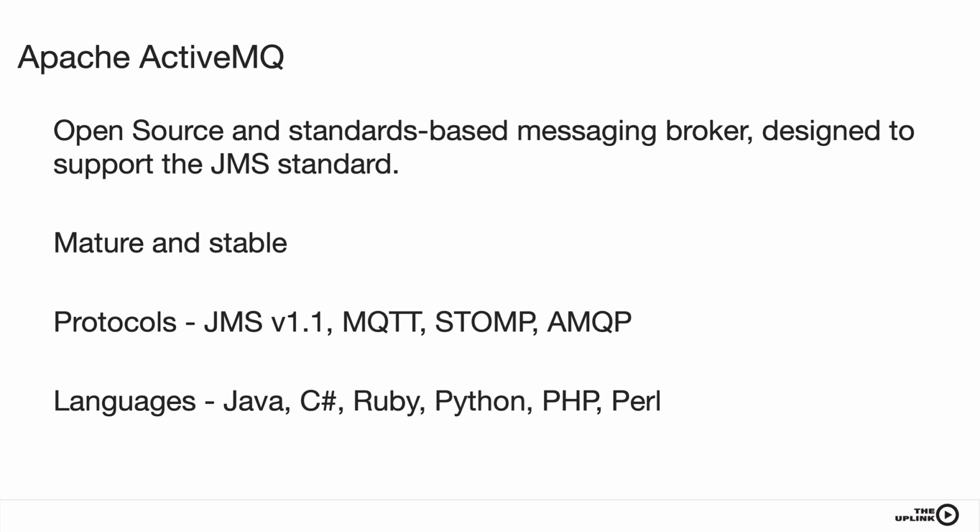So Apache ActiveMQ is an open source, standards-based message broker. It was designed to support the JMS standard. It's very mature and stable. The protocols it supports are JMS 1.1, MQTT, STOMP, and AMQP.